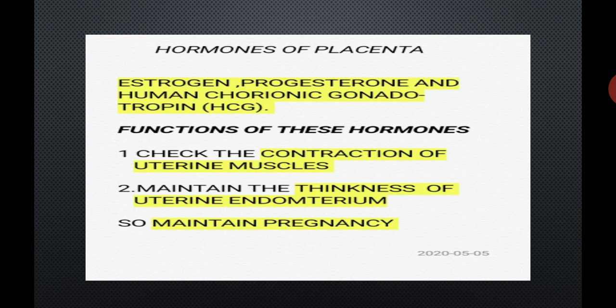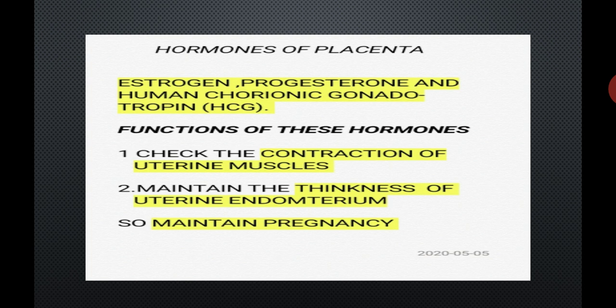Second function, these hormones also maintain the thickness of the uterine endometrium. Students, what is this endometrium? Endometrium is the wall of the uterus. So this placenta secretes a hormone, and this hormone maintains the thickness of the uterine endometrium. By performing these two functions, placenta maintains a pregnancy in a female.